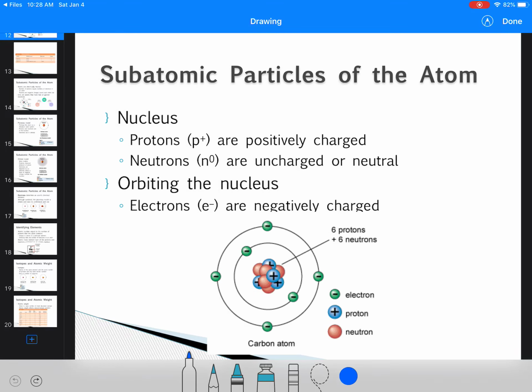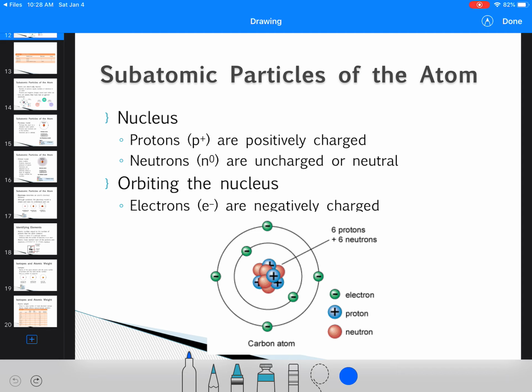So I just wanted to make this quick video to illustrate the differences between ions and isotopes, because a lot of students tend to have trouble keeping those straight and not mixing them up. So first of all, I just wanted to review the parts of the atom with you again really quickly.